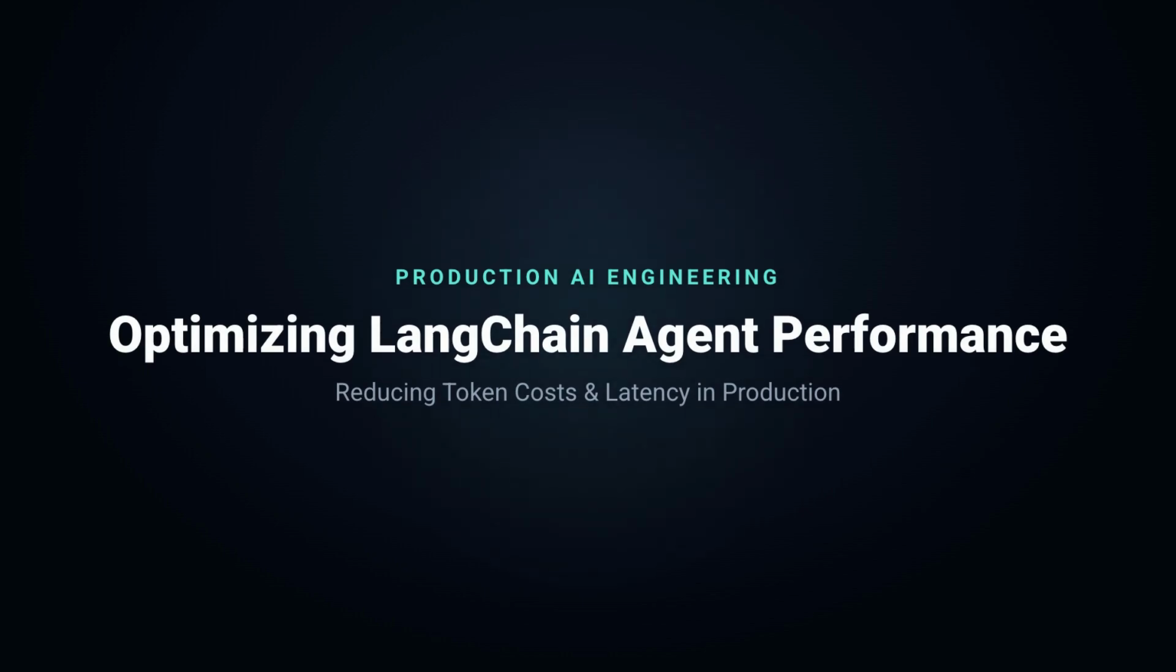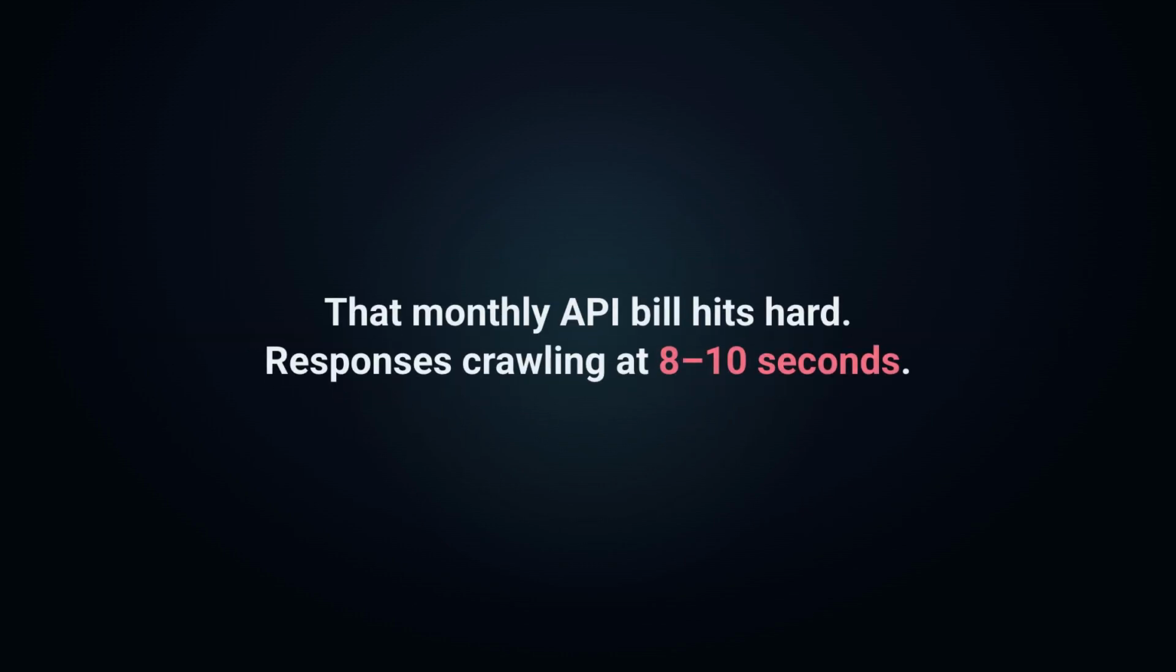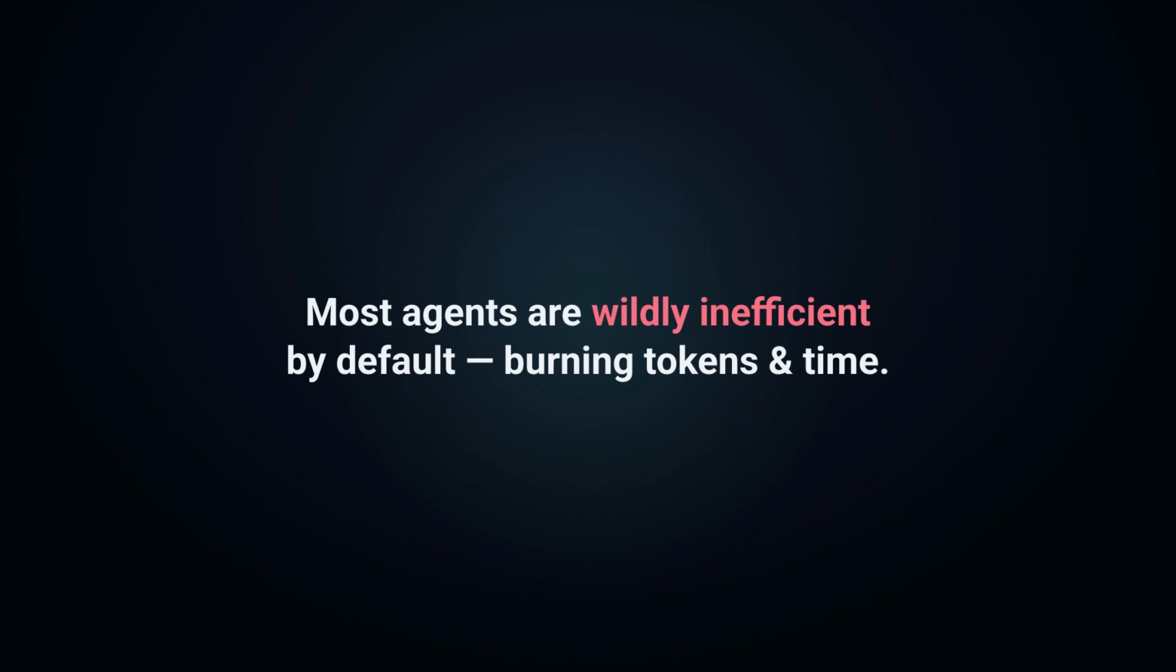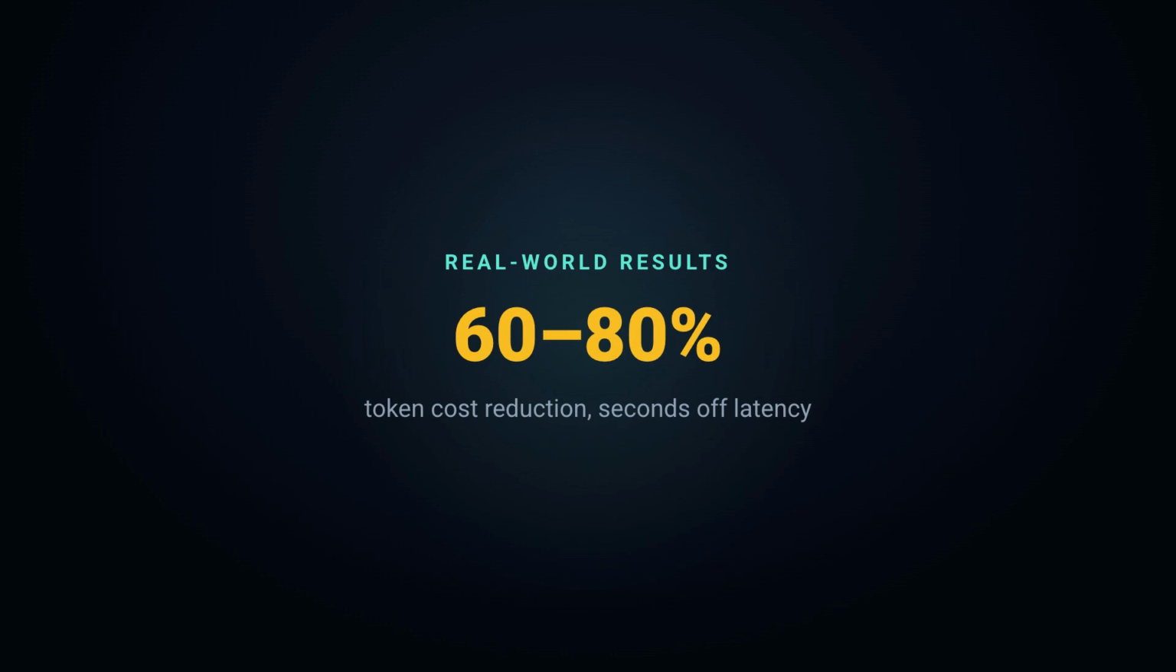If you've shipped a LangChain agent to production, you've probably felt that gut punch when the monthly API bill arrives. Or maybe your users are complaining that responses take 8, 9, 10 seconds to come back. The truth is, most agents are wildly inefficient by default, burning tokens and time on work that adds zero value. Today we're going to fix that. I'll walk you through the concrete techniques that have cut token costs by 60 to 80% in real systems and shaved seconds off latency, without sacrificing the quality your users expect.